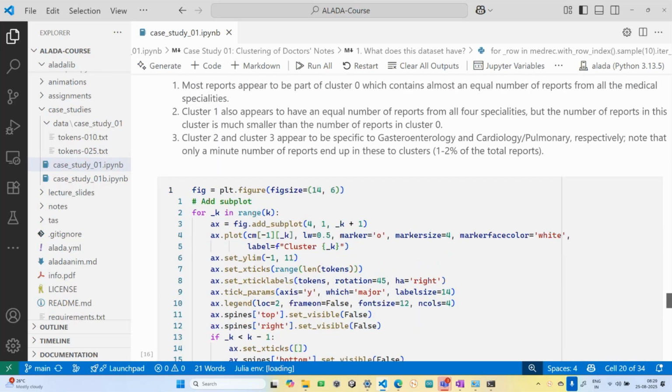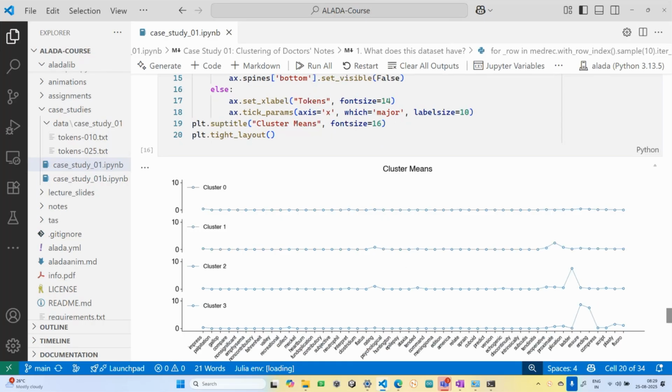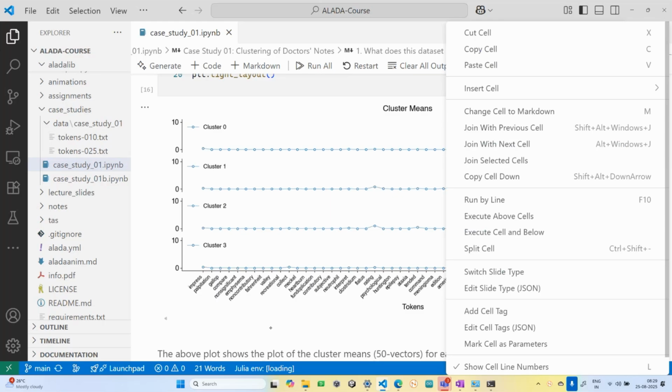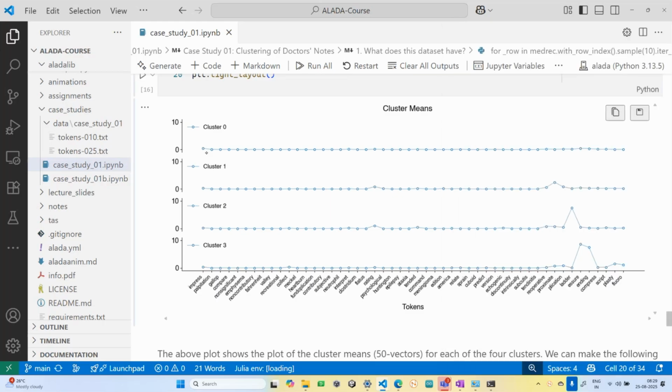And in fact, one thing we can do, we have 4 clusters. We could ask, well, what are the cluster means for these 4 clusters, and you can plot them like this. These are cluster means for cluster 0. So there'll be 50 of these numbers, and these are the token text corresponding to each of the 50 tokens that we've used. So the first token is impress, second is palpitation, gallop, and so on. Okay.